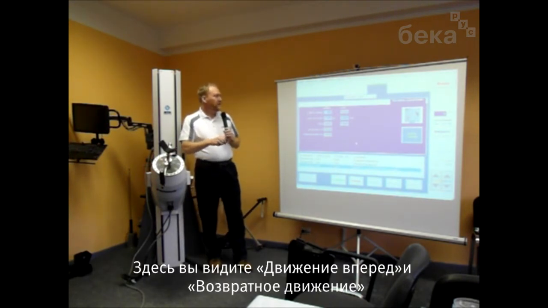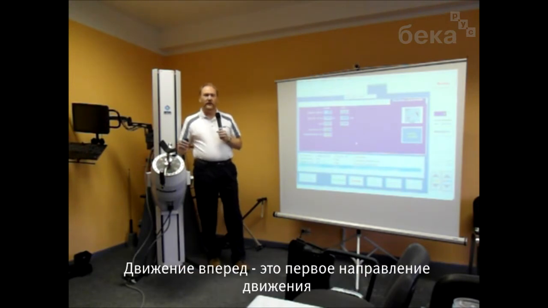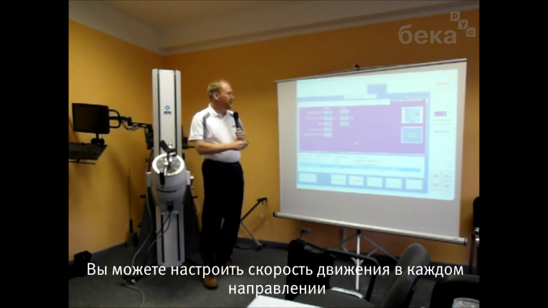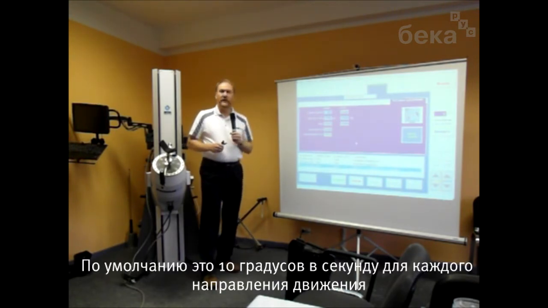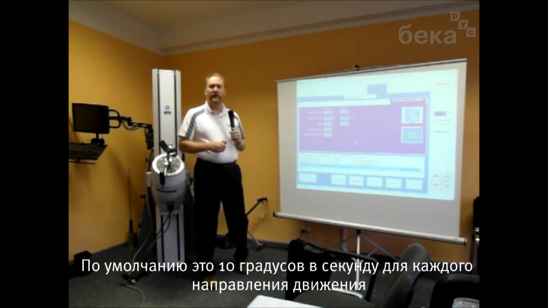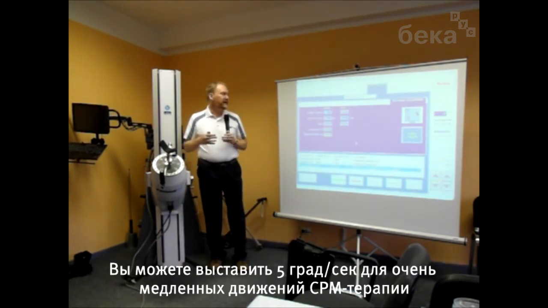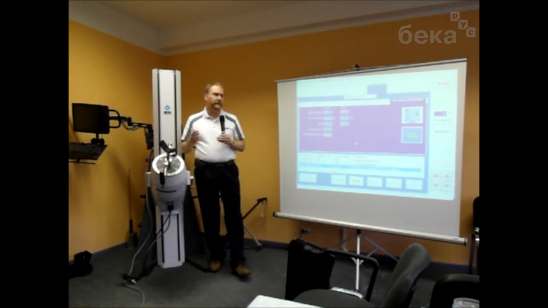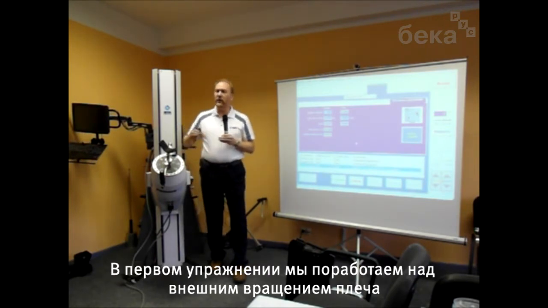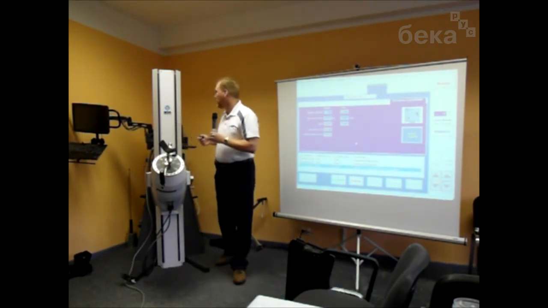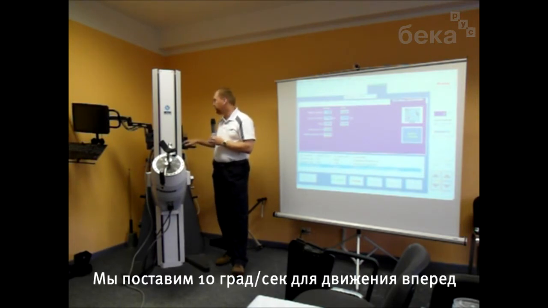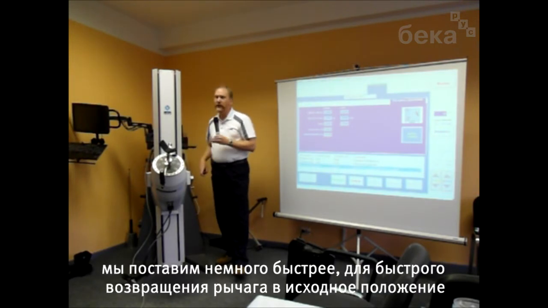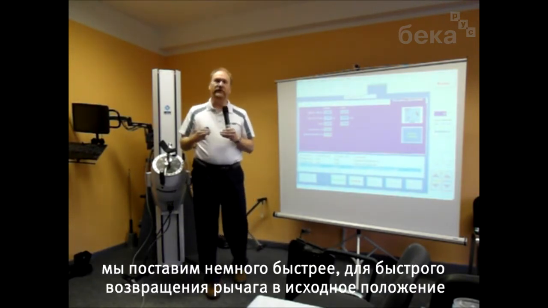There's a forward motion and a return motion direction. So the forward motion would be the first direction of movement, and then you can set the speed of the movement for each direction. So the default is 10 degrees per second for each direction of motion. You can set that as low as 5 degrees per second for a very slow CPM motion. So if our first direction of motion is to try to work on external shoulder rotation, we can set that to 10 degrees per second. But in the return direction, we can set that a little bit faster to come out of the stretch position to return to the neutral position.